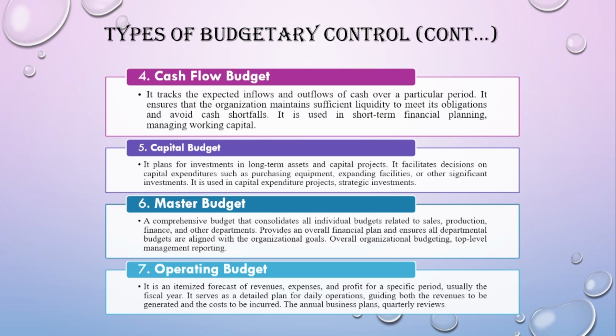Seventh type of budgetary control is the operating budget. What is an operating budget? It is an itemized forecast of revenues, expenses and profit for a specified period, usually the fiscal year. It serves as a detailed plan for daily operations, guiding both the revenues to be generated and the costs to be incurred. It is used in annual business plans, quarterly reviews, etc.